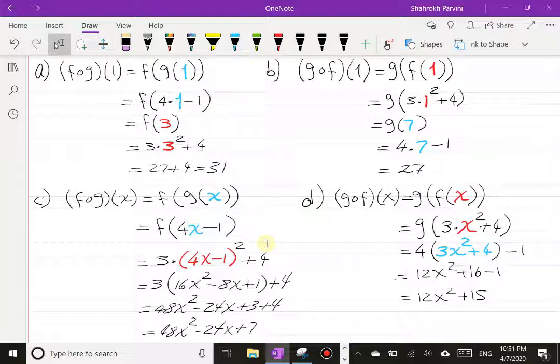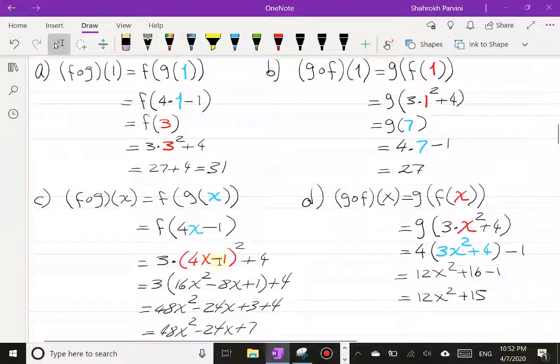So f of g of x, that would be f of g of x. Again, I've written it in the notation I understand. G of x, the inside function, is 4x minus 1. So I plugged in 4x minus 1 here. Then this is fed into f. And the function f again does 3 times x squared plus 4. So this is the input that goes into f.